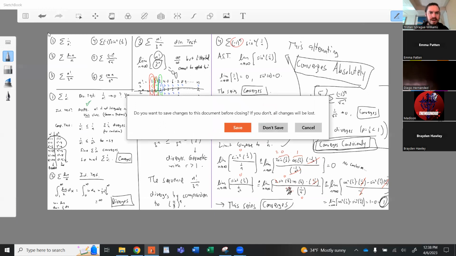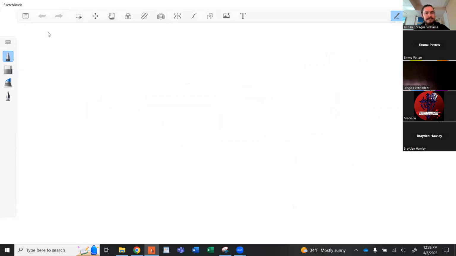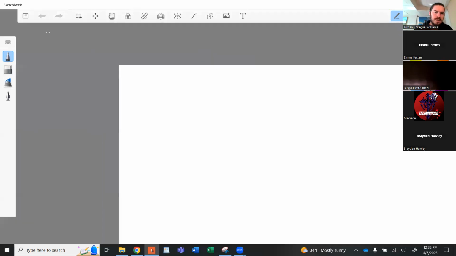All right, so I want to look at this last one, number 6, cosine of n over e to the n. This is maybe the hardest one I gave you. It's not really an alternating series, because cosine of n, although cosine of n fluctuates between positive values and negative values, they're not necessarily alternating.